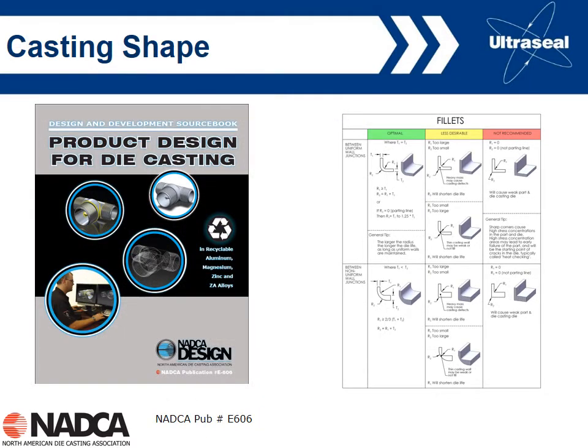So if we look at the shape of the casting, as I said earlier, there are lots of guidelines available from NADCA on how to modify casting design to make it better for die casting. We have the NADCA publication shown here, the E606, product design for die casting. We don't have time here to go into the details, but this shows some examples on the optimum fillet design for improved flow and reducing porosity.